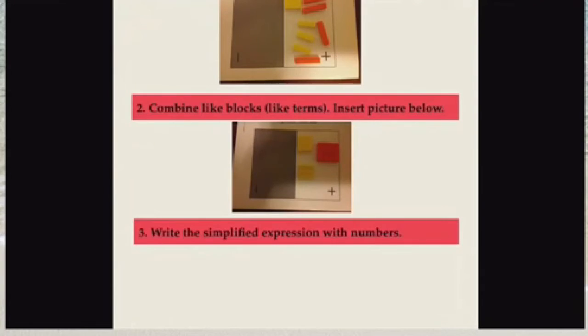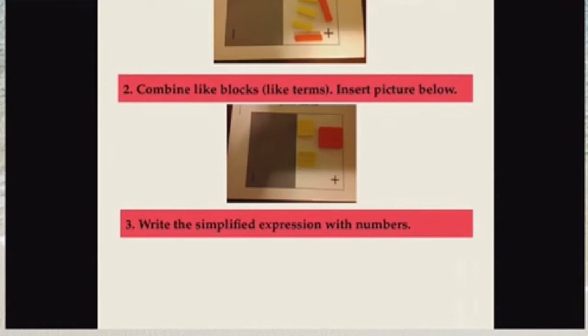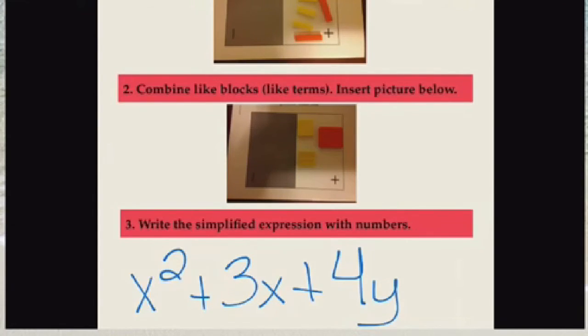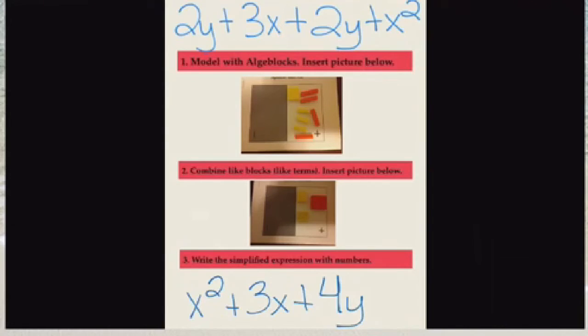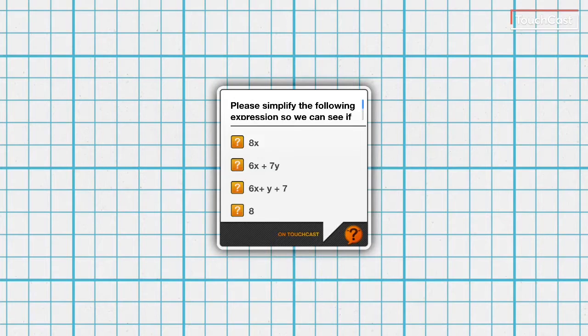Okay, remember our last step is to write the simplified expression with numbers. So we're going to start with our x squared plus 3x plus, we've got 4y showing. Okay, so our simplified expression is x squared plus 3x plus 4y. Now, one important thing to note here is we do not combine x's with y's when we're adding or subtracting them together.